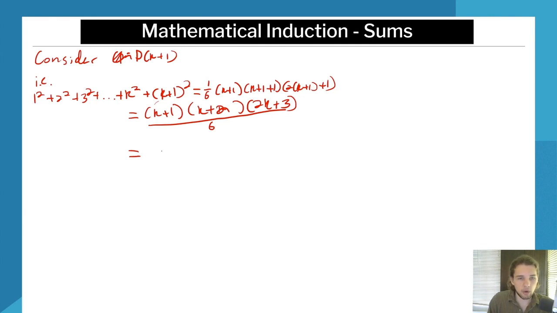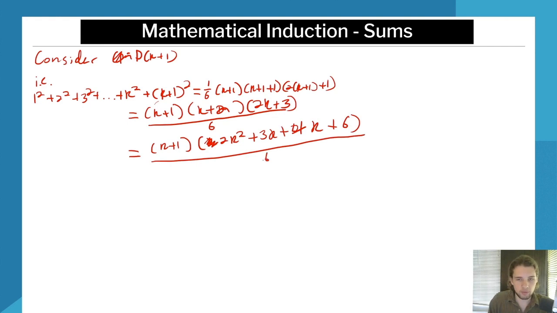So now I want to keep the k+1, but I want to expand these brackets on the right here. Say 2k squared, so that's k times 2k, plus 3k, plus 2 times 2k, so that's 4k, plus 2 times 3, which is 6, all over 6. And I want to simplify it a little bit. (k+1)(2k squared plus 7k plus 6), all over 6. Okay.